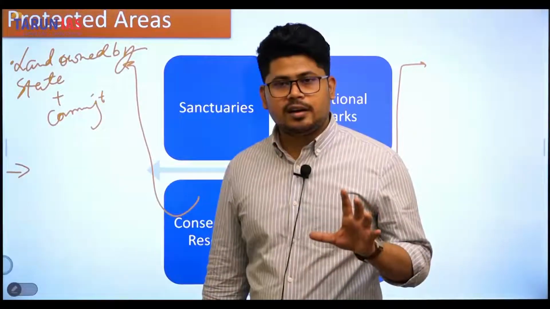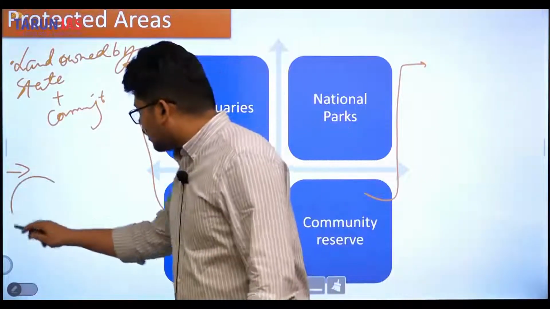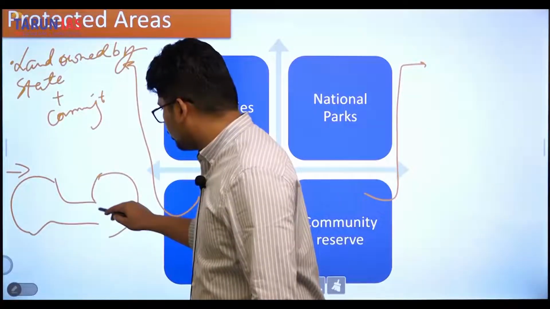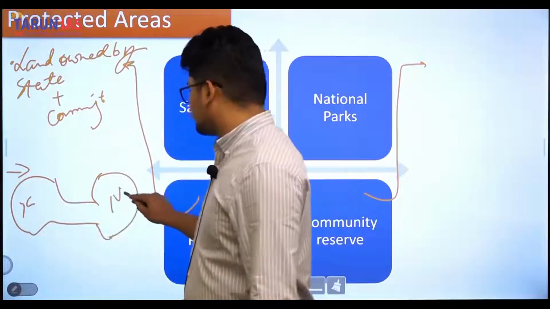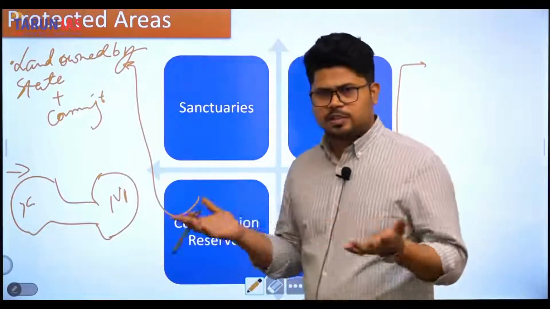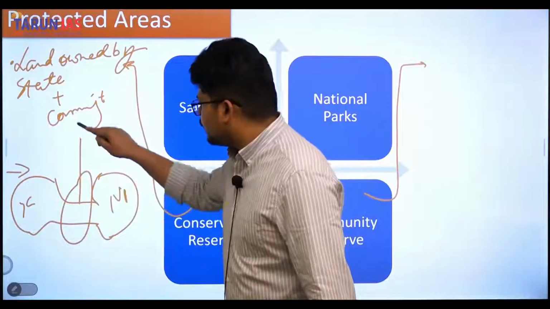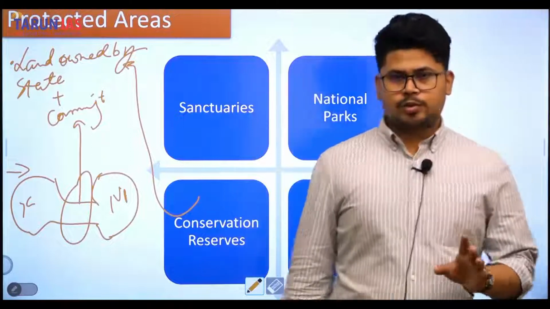Specifically, such areas are declared around sanctuaries or national parks, or areas connecting two different sanctuaries or national parks. Connecting regions can also be declared conservation reserve. So I hope you understood this.